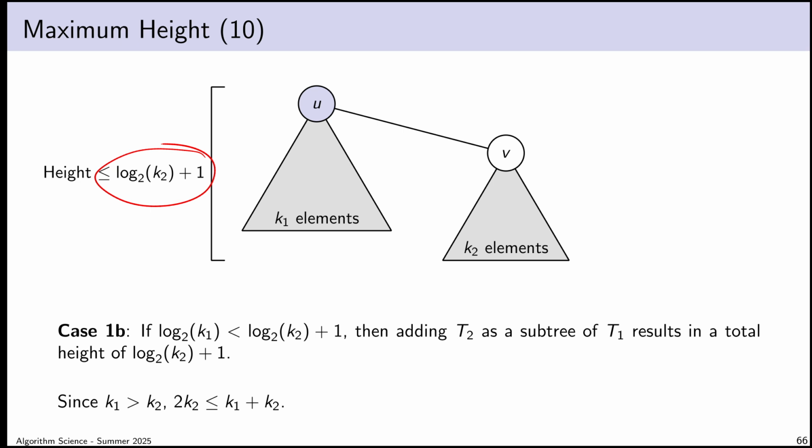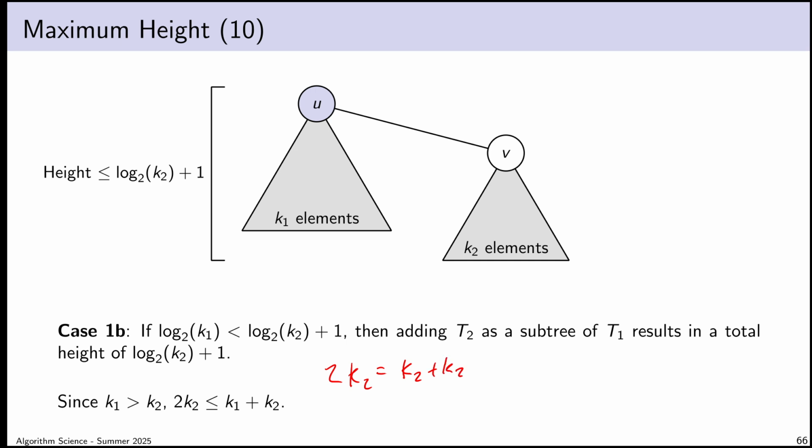Okay, so I'm going to show that this is still good. But to do this, I have to leverage what I know about T1 and T2. So first observe that we know that K1 is greater than K2 because we defined T1 to be the larger tree. So K1 is greater than K2. And that means if I think about K2, well, 2K2 is equal to K2 plus K2.